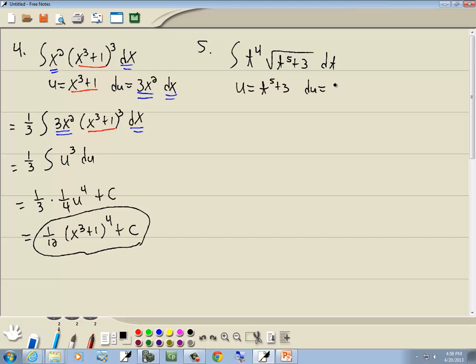du. Take derivative of that. That'd give us 5t to the fourth dt. Well, we have t to the fourth, we have a dt, but we don't have a 5 in there. So we'll put it in there. Put a 1/5 out in front to offset it. And we got 5t to the fourth.